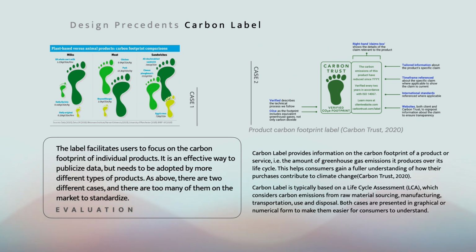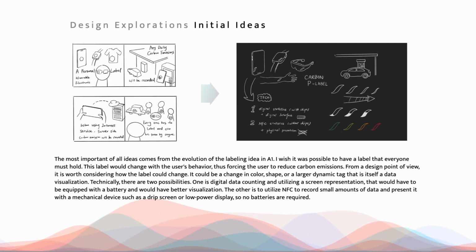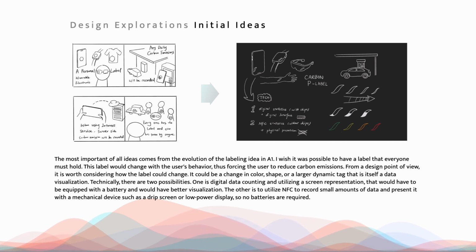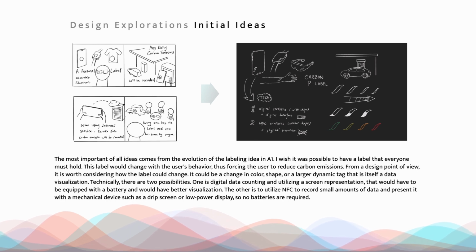The fourth precedent is Jollabug. It encourages users to adopt more environmentally friendly behaviors through an innovative combination of gamification and social elements. The downside is that it relies on user input to check their behavior, which is not always accurate. The first idea was a stickable label. This solution will have a virtual tag on any phone, watch, or wearable device. This label will change according to user behavior, thereby forcing users to reduce carbon emissions.